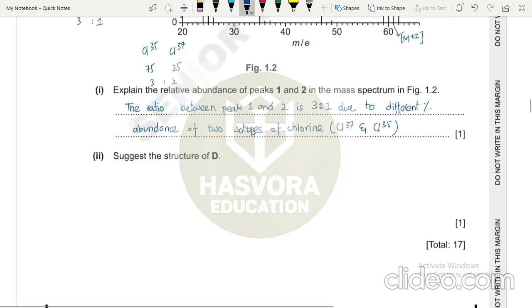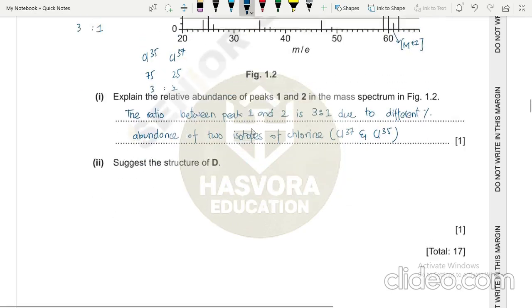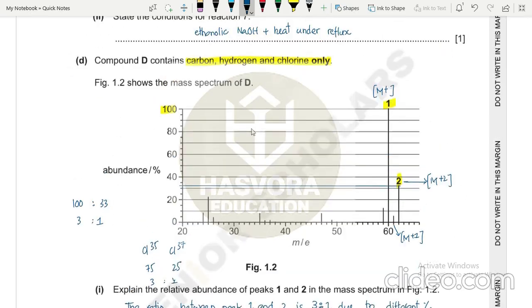Now, the last part says suggest the structure of D. So, how are we going to deduce the structure of D? First of all we can just apply the trial and error method. So let me just remove it from here so that I can do some working.